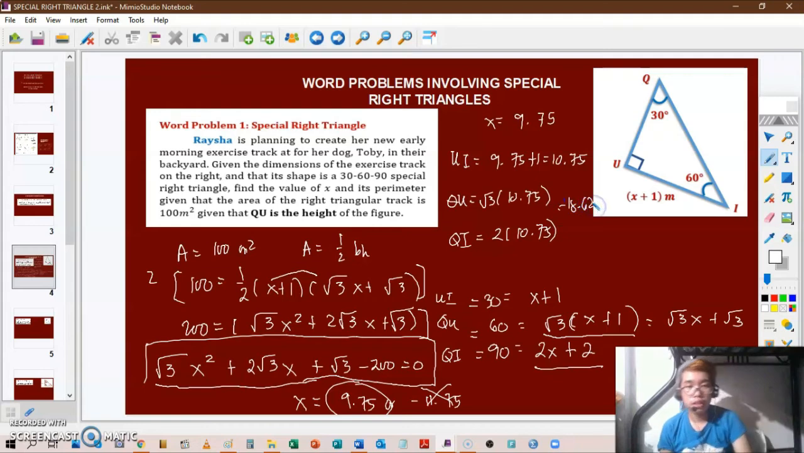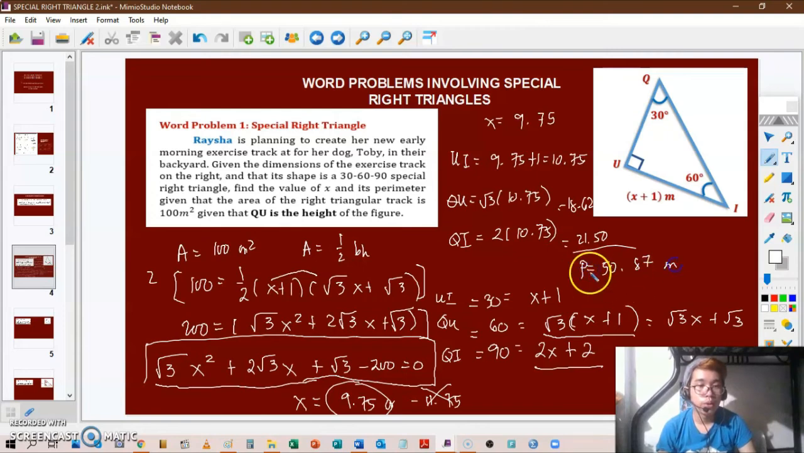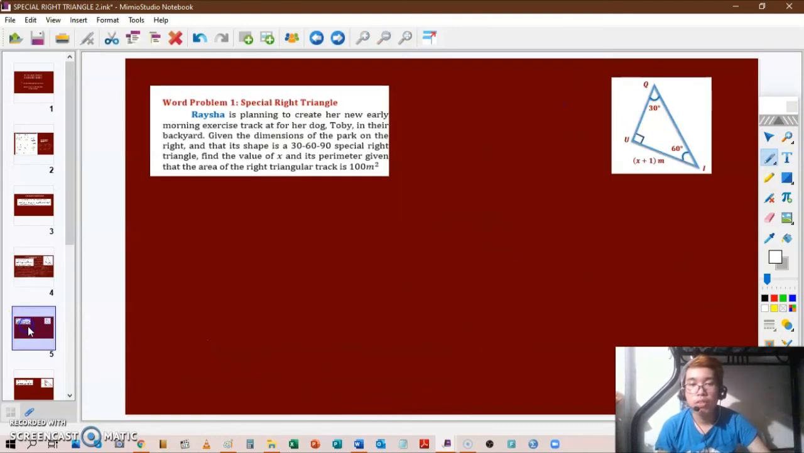Okay, so square root of 3 times 10.75, so that's going to give you 18.62. Okay, and 10.75 times 2, so that's going to give us 21.5. And if we add these three measurements, okay, 21.5 plus 18.62 plus 10.75, we're going to get 50.87. So this is the perimeter. Okay, this is the perimeter of the triangle QUI, 50.87 centimeters, and the value of x is equal to 9.75 meters. Okay, let's check another problem.